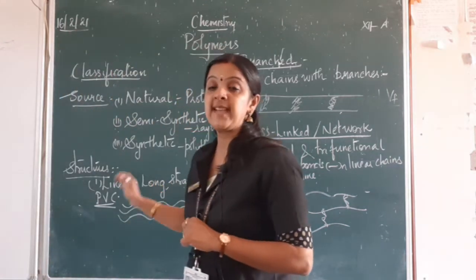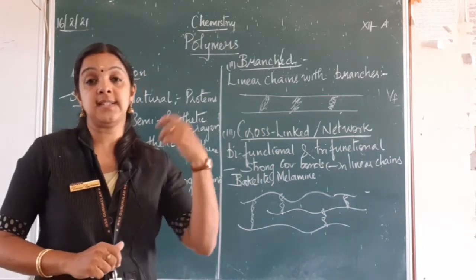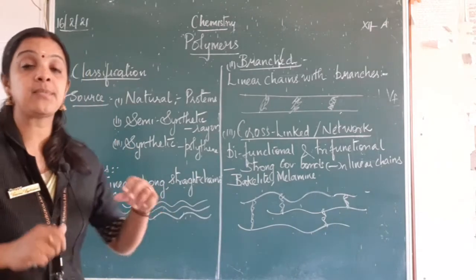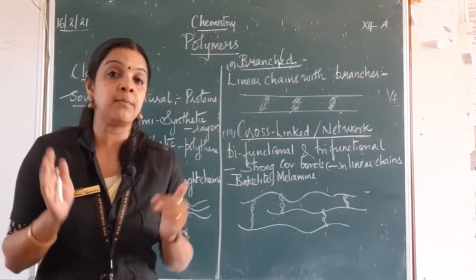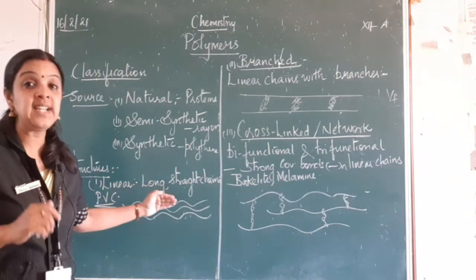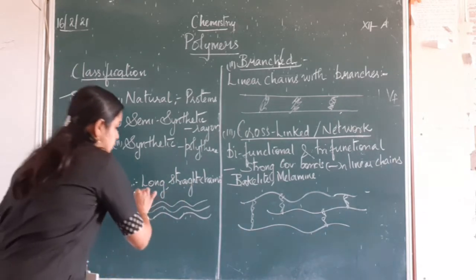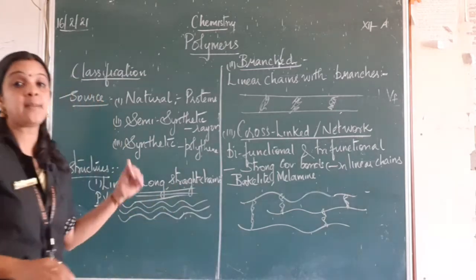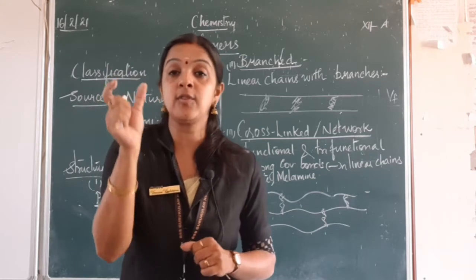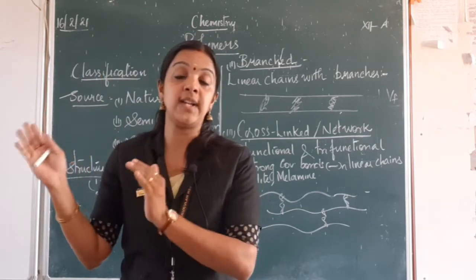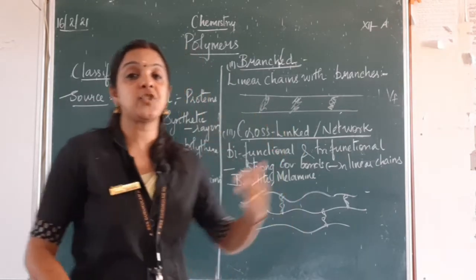The next one is based on the structure. Source is where we get the simple molecule from. Structure depends on the way the polymer looks. So the first one is linear polymer, where you have a long straight chain. Though it looks like this, it will be a straight chain polymer. Example like polyvinyl chloride. We have learnt in 10th standard, vinyl chloride undergoes polymerization to become polyvinyl chloride, which is PVC. So that is a linear or long straight chain polymer.